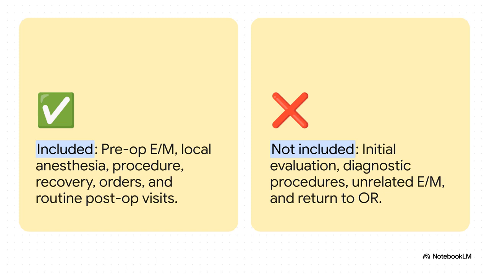First off, what is strictly included in the package? Well, this covers things like pre-op evaluation and management, or EM visits that happen on the day of or the day before a major surgery. It also bundles in local anesthesia, the actual intraoperative procedure itself, your post-anesthesia care unit, or PACU, and recovery care, writing orders, and of course, routine post-op follow-ups. All of that is bundled. But what's not included? Things like the initial evaluation where you actually make the decision for a major surgery, distinct diagnostic procedures, unrelated EM visits, distinct surgical procedures, and unplanned returns to the operating room, or OR. Those specific things can be billed separately.